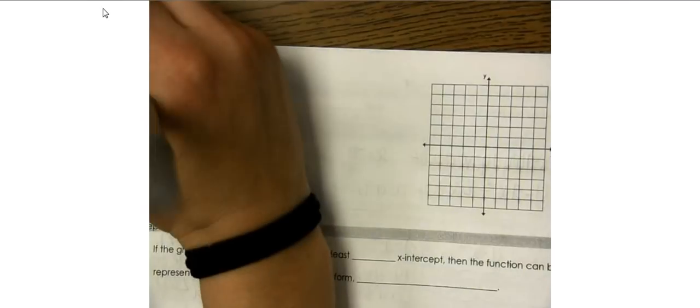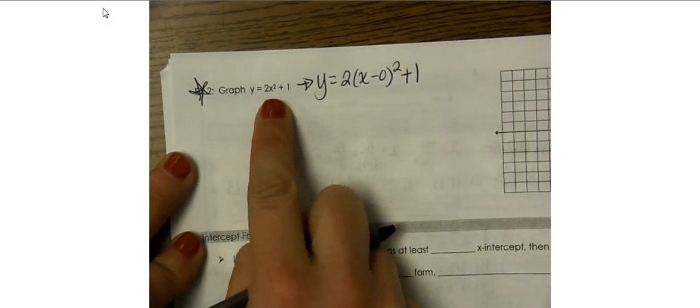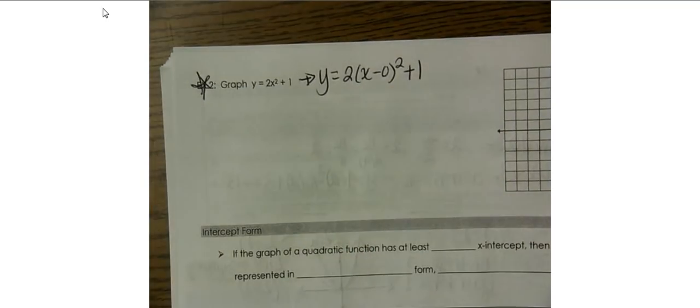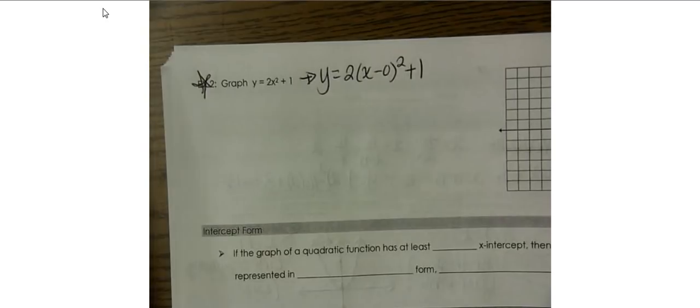Please go ahead and pause the video and try example number 2 on your own. To get you started, this is going to be y is equal to 2 times x minus 0 squared plus 1. Whenever you don't see an h, we always assume that it is 0. So go ahead and pause the video, try this one on your own, and we will see how well you did.